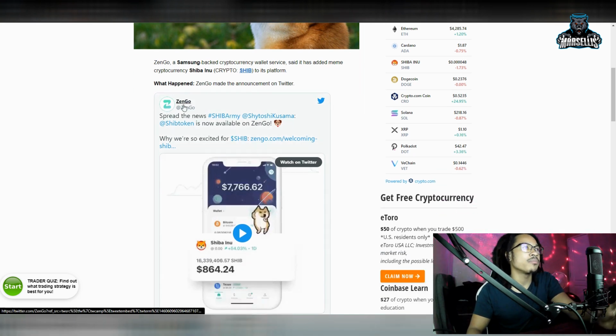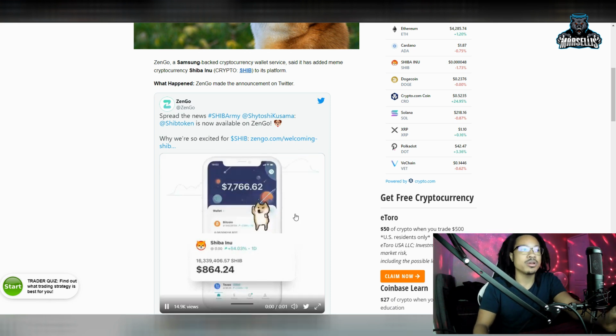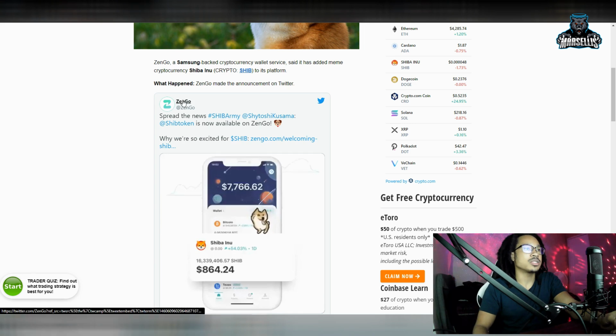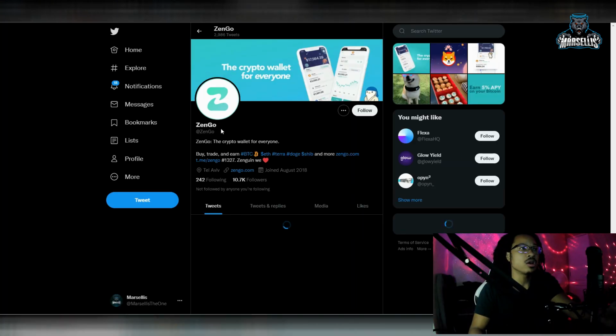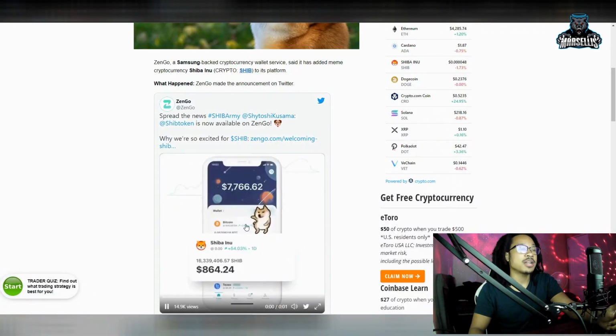This is Zengo right here. As you can see, it says, spread the news, Shib Army and Satoshi Kusama, Shib token is now available on Zengo. So big stuff going on over here. Lots of money now going to be flowing through Zengo into Shiba Inu. Now Zengo only has 10,000 followers, but you got to think about it. It's backed by Samsung.